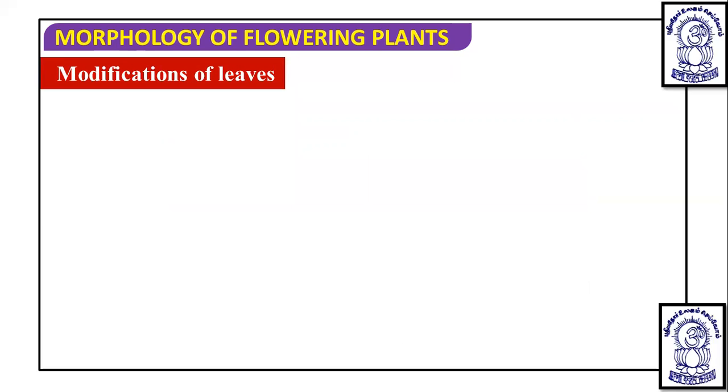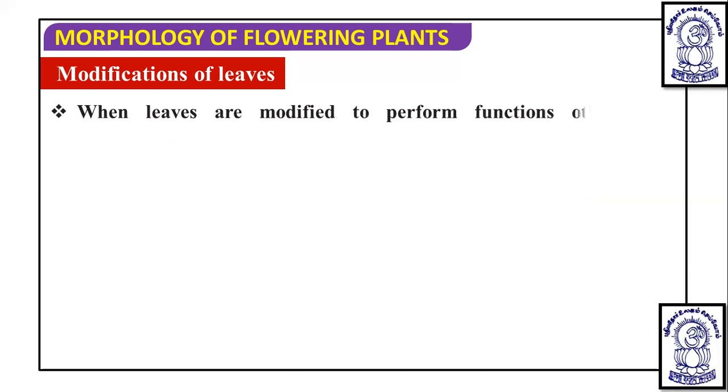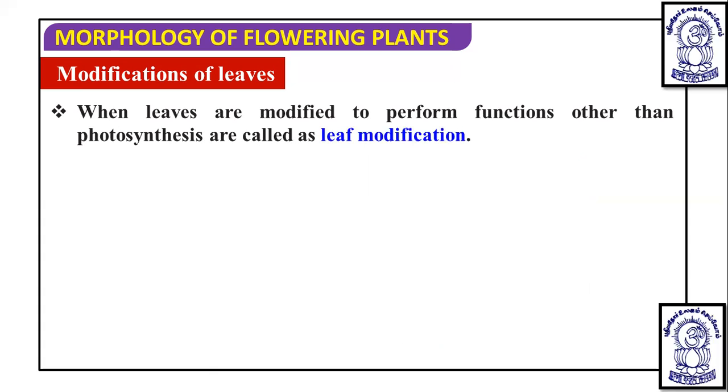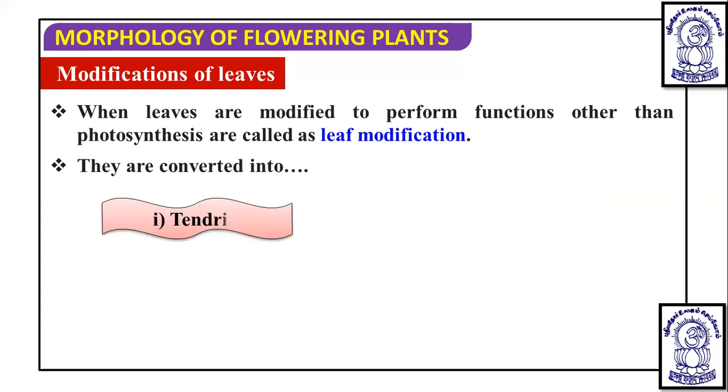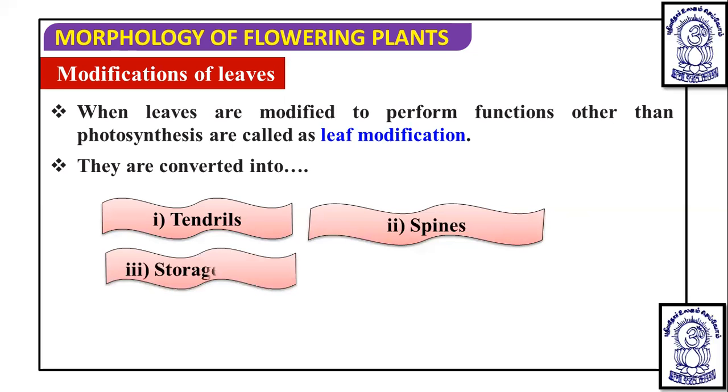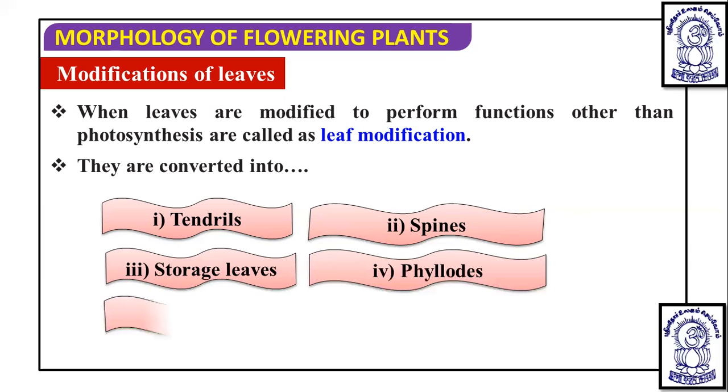After phyllotaxy, we are going to talk about the modification of leaves. Now, when we study the modification of leaves, dear students, this modification of leaf occurs for special purposes. When the leaves are modified to perform various functions other than photosynthesis, it is known as leaf modification. And here they are modified into leaf tendrils, leaf spines, storage leaves, phylloid, and trap leaves.